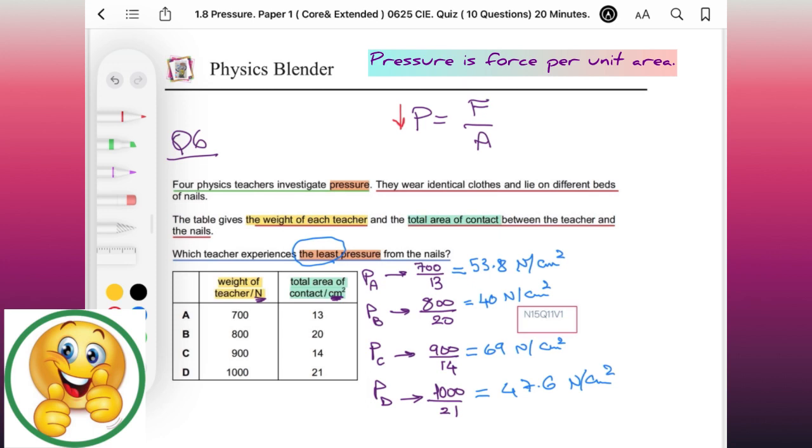You cannot consider that least pressure is inversely proportional to area of contact, because here the weight is not constant. If all teachers had the same weight, you could consider it as an inversely proportional relation: pressure is inversely proportional to area of contact. But here you have to compare the final answers you got. So the least pressure according to our calculations is 40. So the correct answer for this one is B.